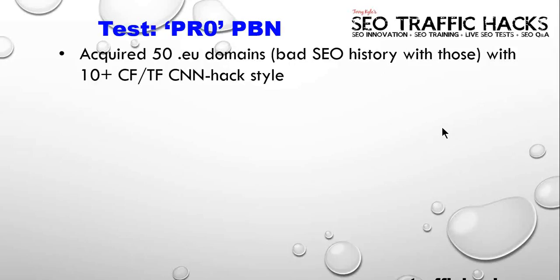So basically, just to give you the context, what I did for testing purposes here was I acquired 50 .eu domains, and just as a quick side note, I've always struggled with .eu domains in terms of ranking them. I've just found them real buggers to rank. I don't know what it is. Maybe it's me, but I just can't get those bloody things to move. Other domain extensions are absolutely fine, but .eu domains can be real buggers to get moving for me.